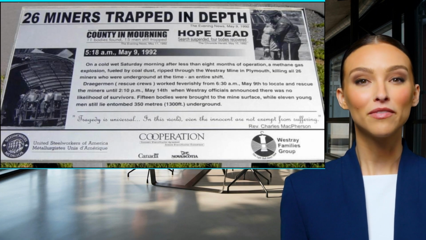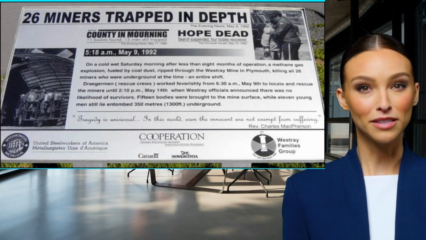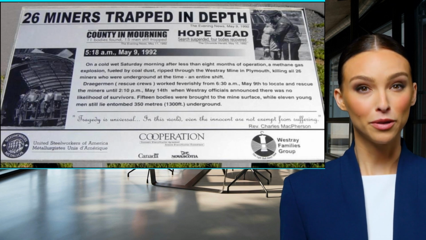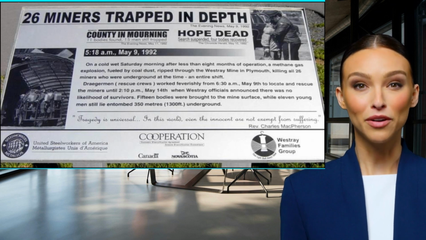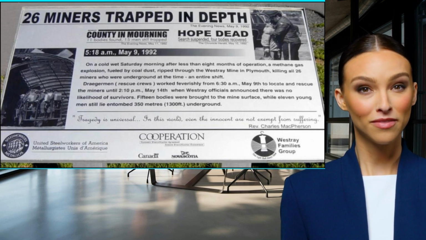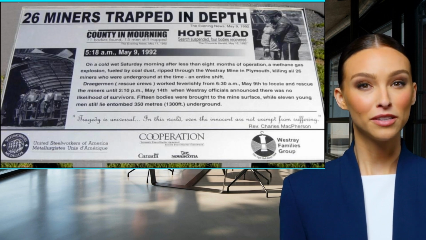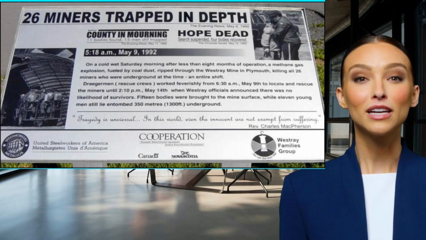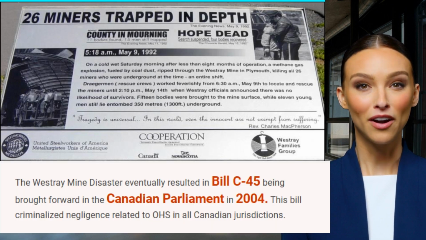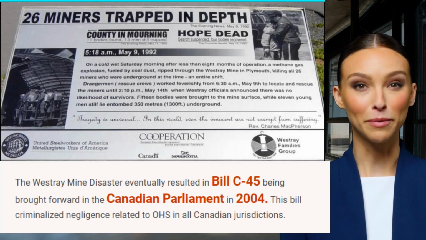After the explosion, there was public outrage. But despite the clear failures in leadership and safety practices, no one from the company or management team was held criminally responsible. This led to a Royal Commission of Inquiry. It made 74 recommendations calling for stronger legal accountability for workplace safety. One of those recommendations, Recommendation 73, led directly to a change in Canadian law. That change was Bill C-45, also known as the Westray Bill.